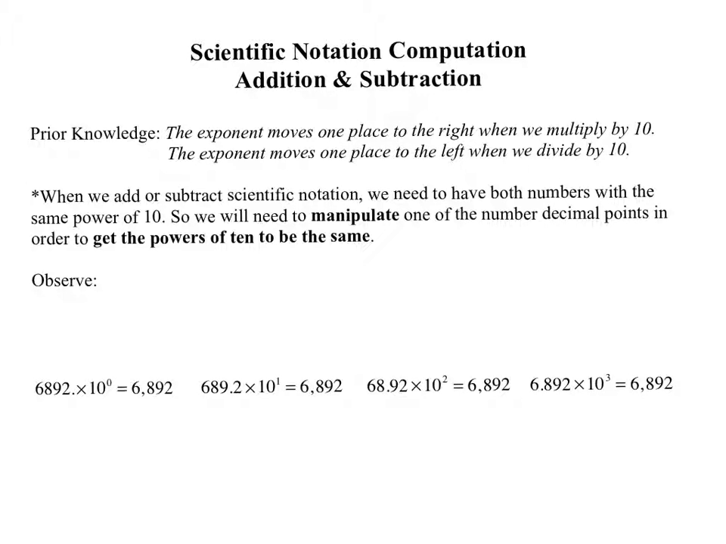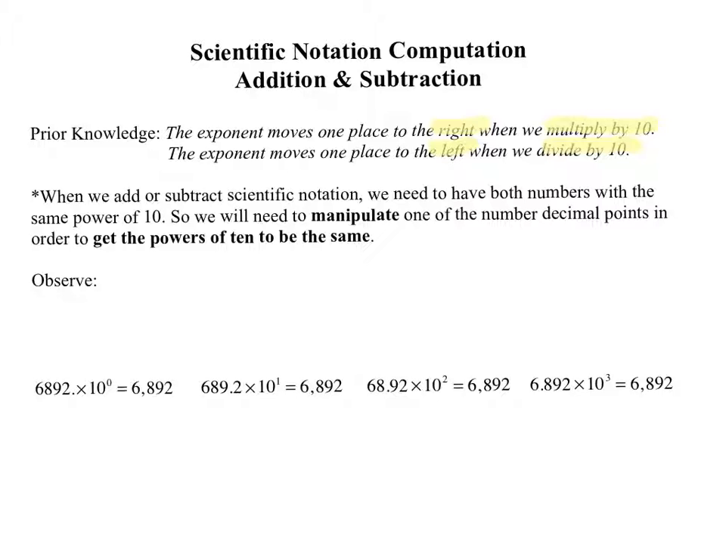Okay, let's take a look at scientific notation and computing with addition and subtraction. This uses the prior knowledge that when the exponent moves one place to the right, we multiply by 10, and when the exponent moves one place to the left, we divide by 10. I will show you a method to help understand this.